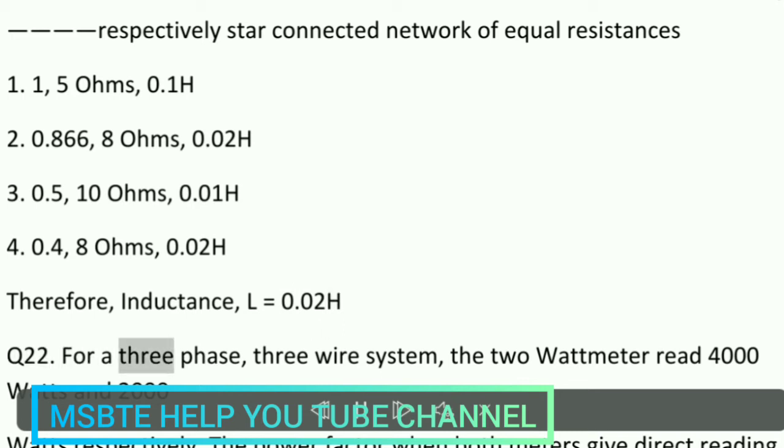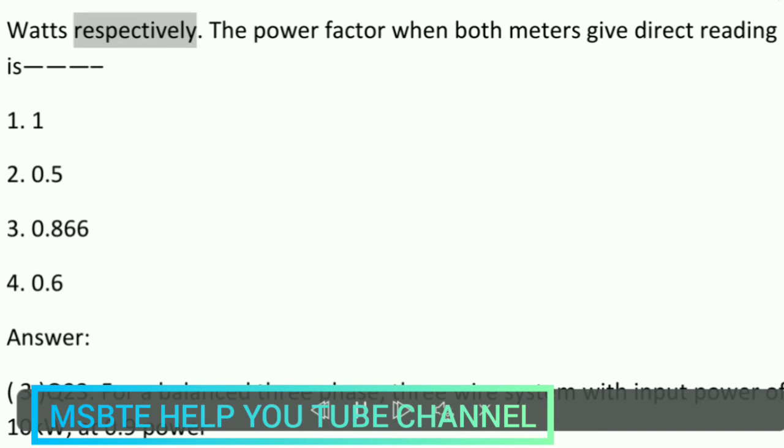Q22. For a three-phase, three-wire system, the two wattmeters read 4000 watts and 2000 watts respectively. The power factor when both meters give direct reading is: 1. 1. 2. 0.5. 3. 0.866. 4. 0.6. Answer.